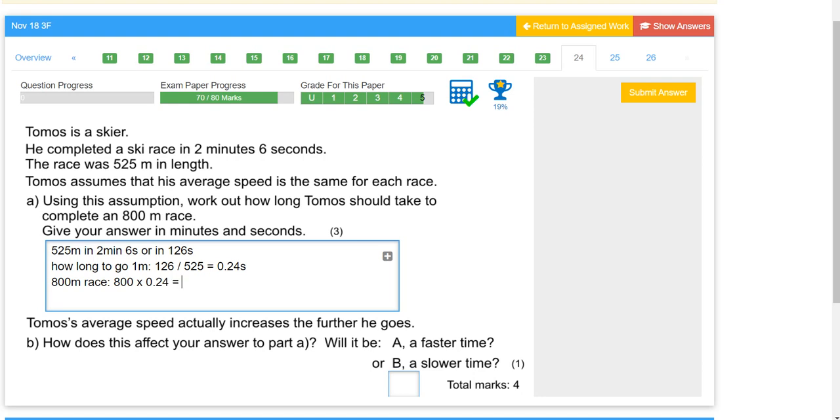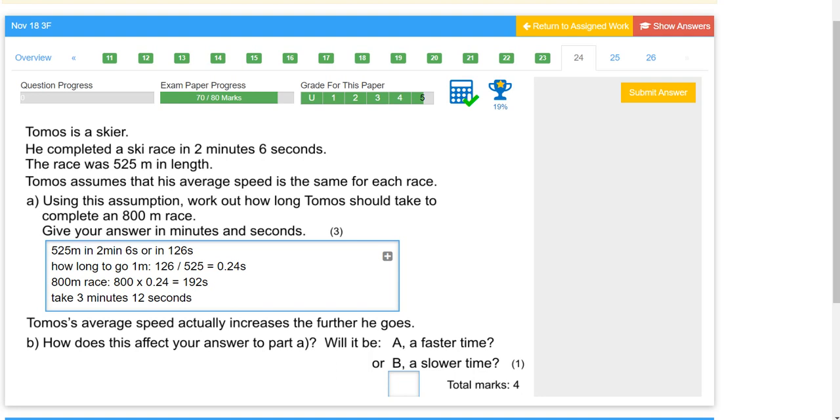And that's going to be 800 times 0.24. And that gives me 192 seconds. So far, so good. Except that it asks me to give my answer in minutes and seconds. So how many minutes is 192? Well, we know that 60 is 1 minute. 2 minutes is 120. 3 minutes is 180. So it's going to take 3 minutes and then take away 192, take away 180, and 12 seconds.